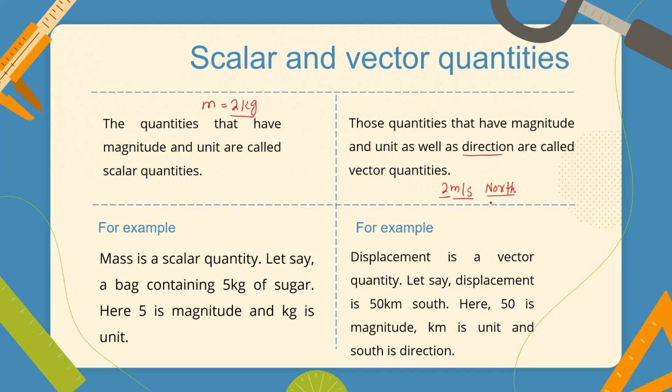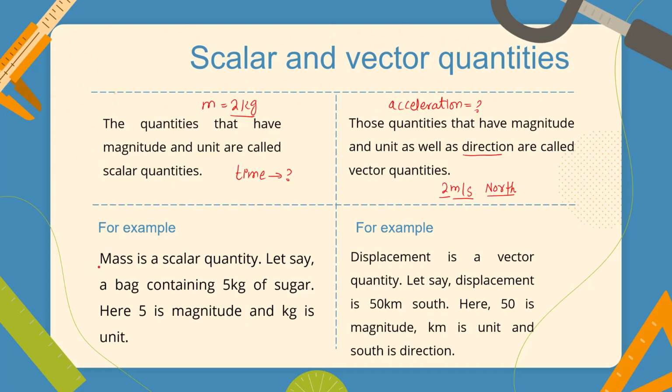Can you give me another example of a scalar and vector quantity? What do you think about time? Is time scalar or vector? And what do you think about acceleration? Is it a scalar or vector? So here are some examples of scalar and vector quantities.